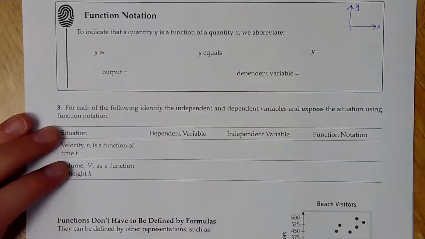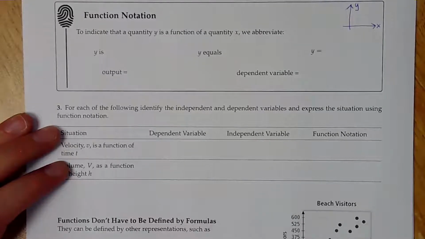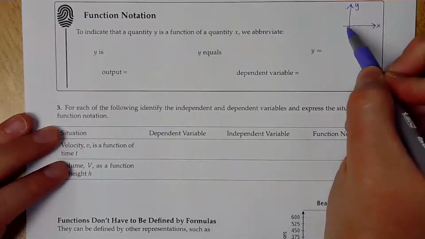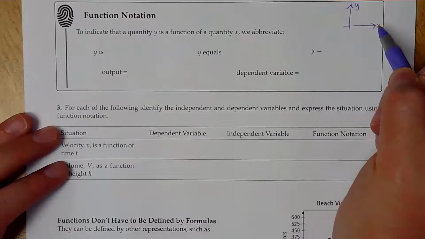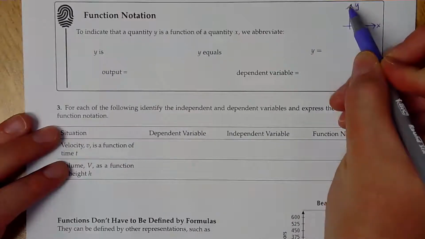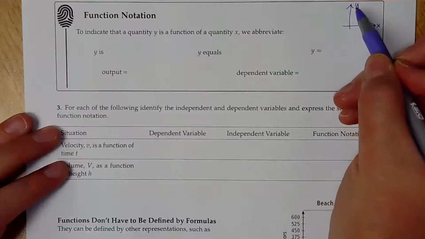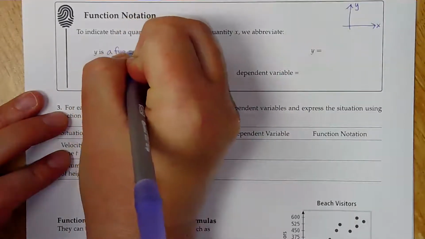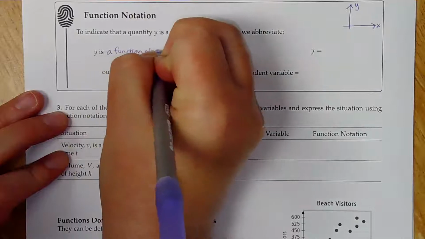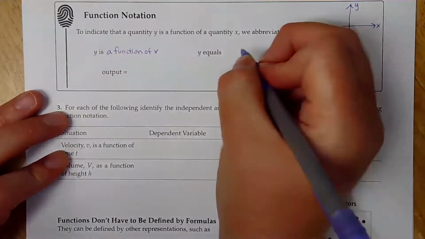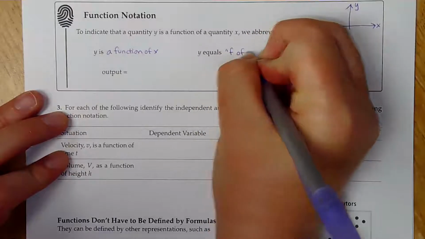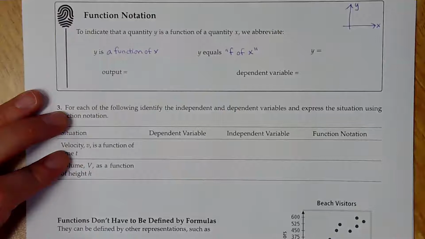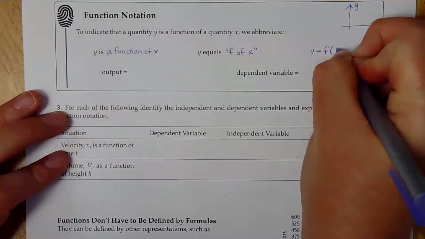means. So if we're indicating that a quantity y is a function of a quantity x, so in other words, if I sketch a little graph here, and I put x on my horizontal axis, so that's my independent variable, I put y on my vertical axis, so my dependent variable, I can write this as y is a function of x. Okay. Or y equals the words f of x. And in math, we write the words f of x as f with the x in parentheses.